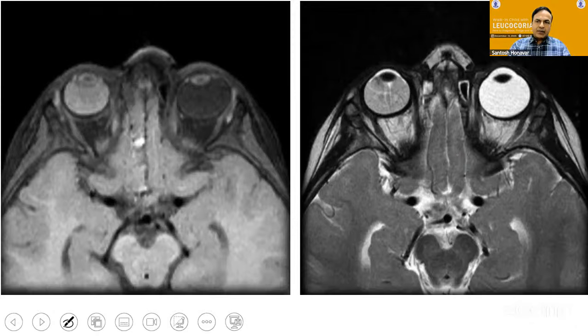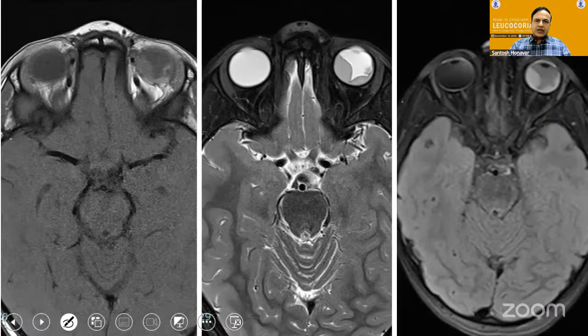On MRI scan, you find that on T1 there is hyperintensity. So this is hyperintense on T1 and it is hypointense on T2. That's very characteristic of Coats disease. You can see different sequences of MRI, hyperintense on T1, hypointense on T2, and in FLAIR sequence, you find that it does not attenuate.